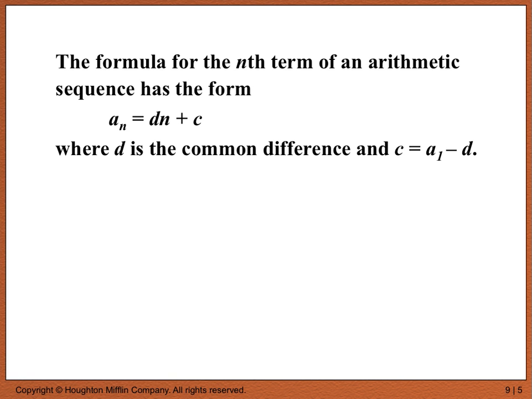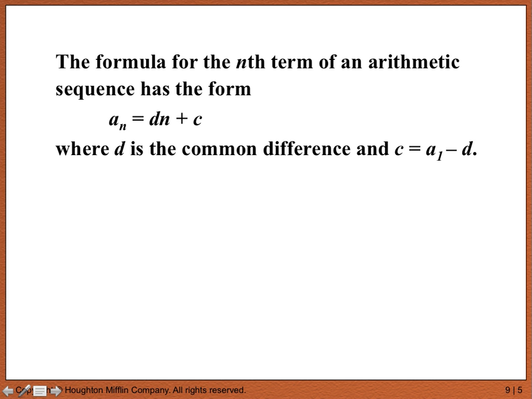Now let's learn about finding the formula for the nth term of an arithmetic sequence. These formulas have the form a sub n equals dn plus c. If you look back at your notes from the previous screens, you'll see that in each case when we gave a formula for the nth term, it had this pattern of dn, the common difference, times n, plus some constant c.